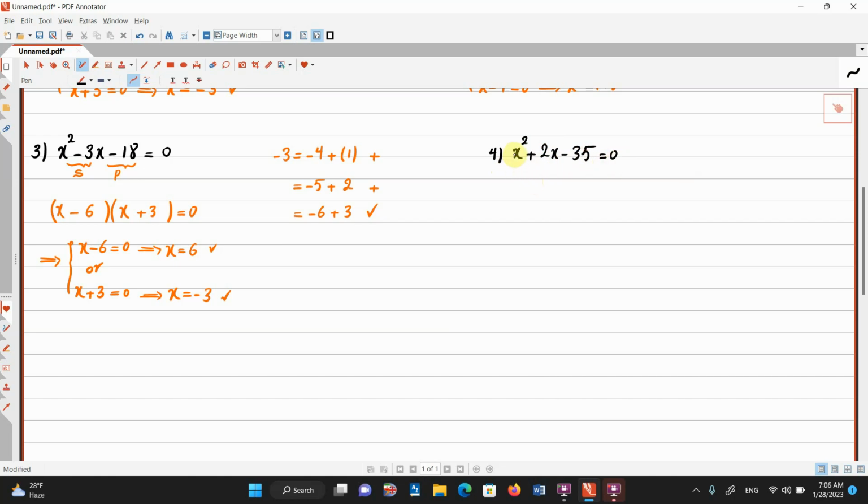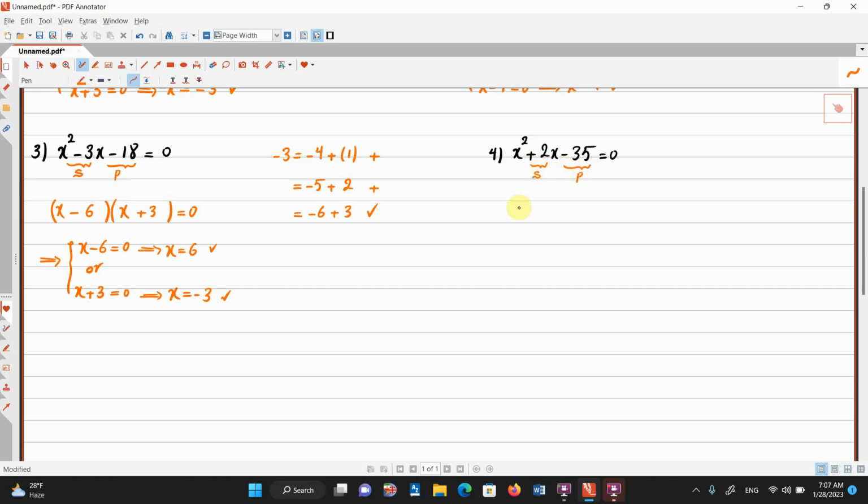As you see in this example, the leader coefficient is 1. Therefore, again, we can use sum and product method. And as you see from the equation, -35 stands for product, and this +2 stands for sum. Since product is negative, then the two numbers we are looking for should have different signs. And since their sum is positive, the positive one's absolute value is greater than the absolute value of the negative one.